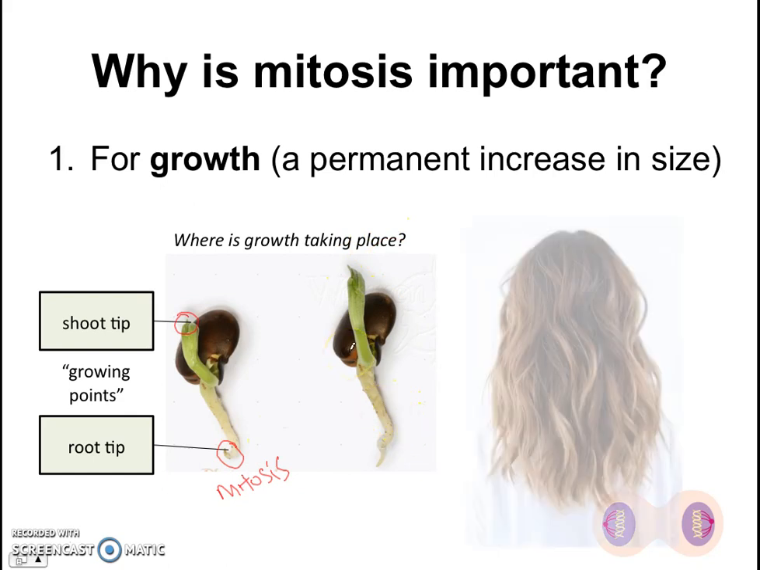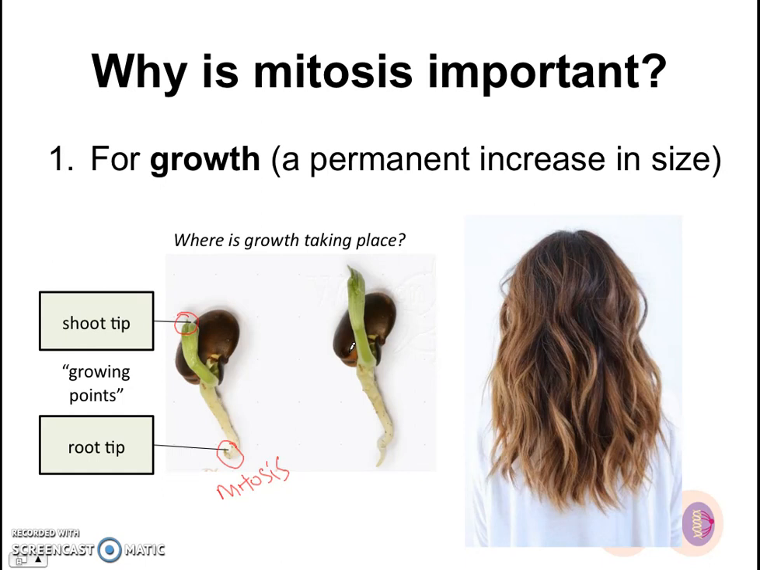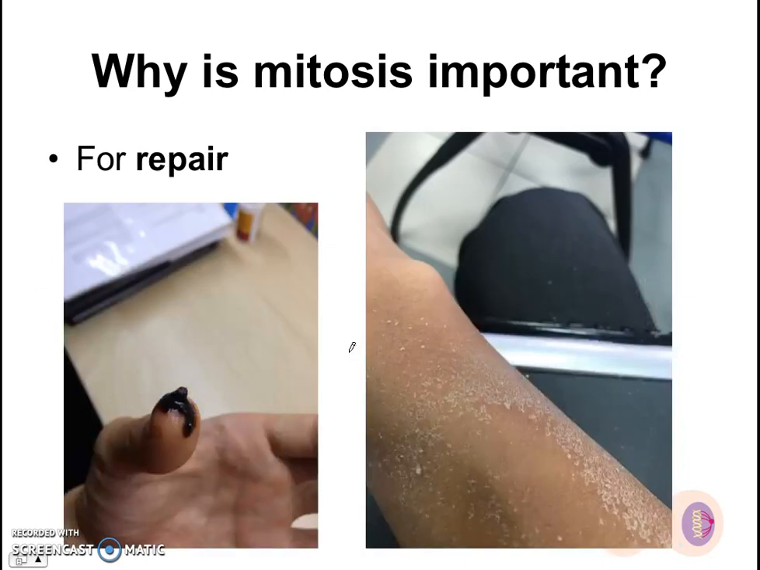Now the other place where growth takes place would be your hair, your fingernails. These things grow very fast. It's all because of mitosis. Now, don't gross out yet, right? These two pictures are pictures of me at different points in my life.